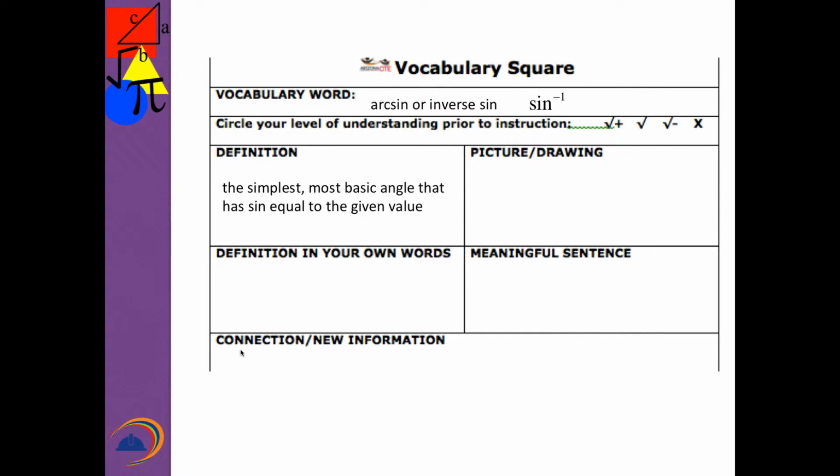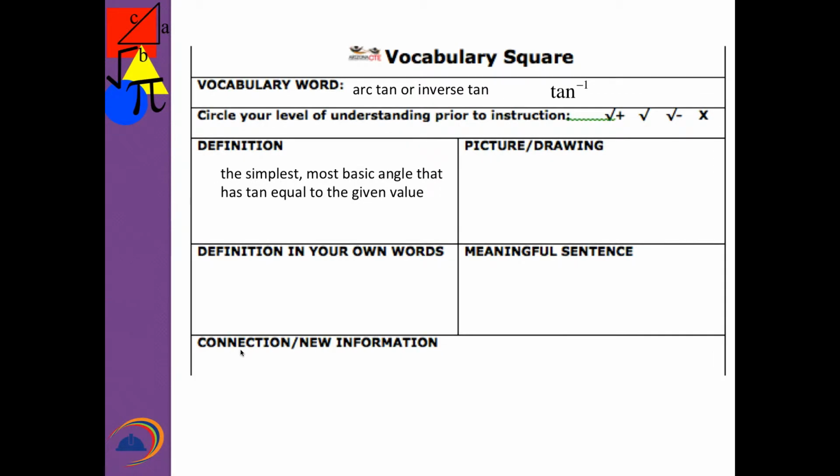The second one is the same thing as the arc sine or the inverse sine. Its abbreviation is sine to the -1. And again, it's the simplest, most basic angle that has sine equivalent to that given value. And the third one is tangent, the arc tangent or the inverse tangent. Same thing, it's finding which angle has the given tangent. So teacher, pause the video and have the students complete the vocabulary squares and then call on them for a meaningful sentence or a definition. And I will meet you back here in a minute.